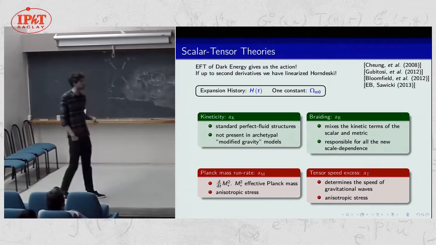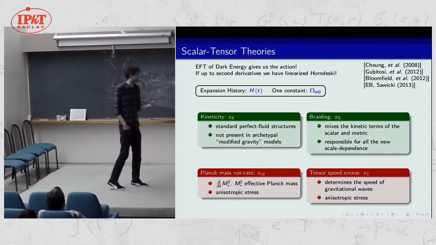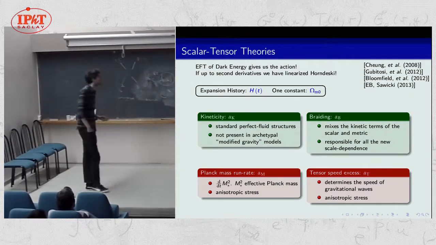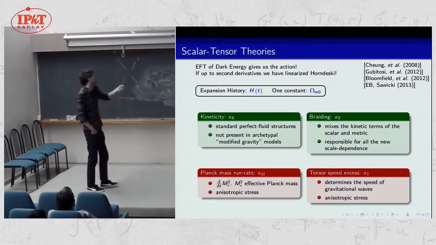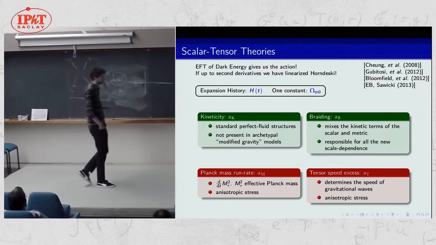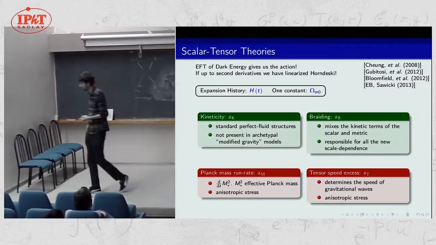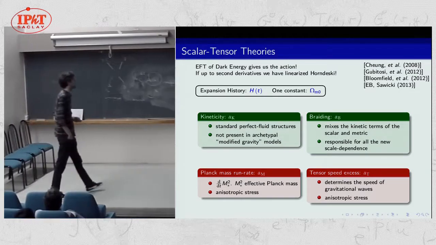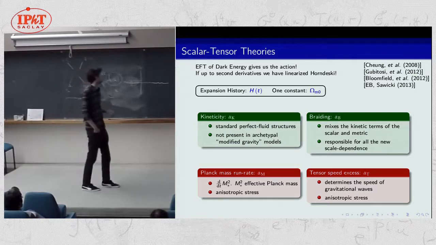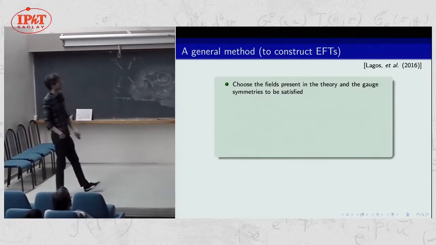But suppose we want to construct something different. We want to construct something with a vector and a tensor. There is literature, of course, but what I'm going to show you now is a generic method with which you can construct generic effective field theories specifying a few things. And the recipe is this. I'm giving you first the recipe and then an example.